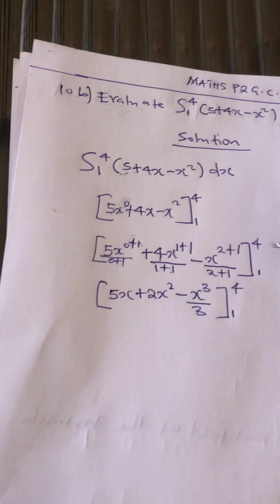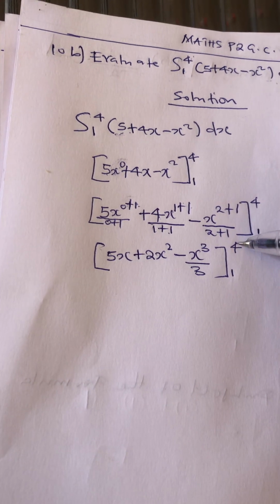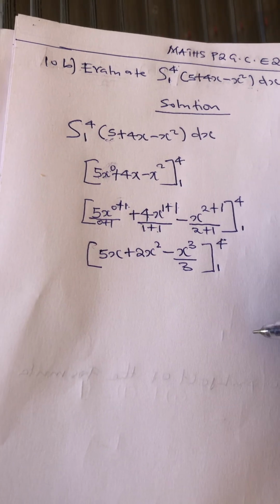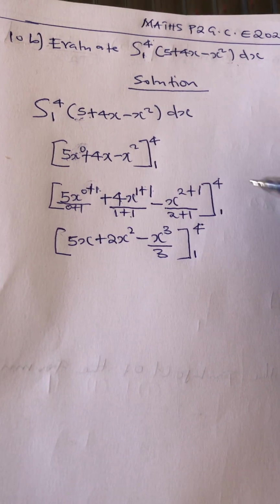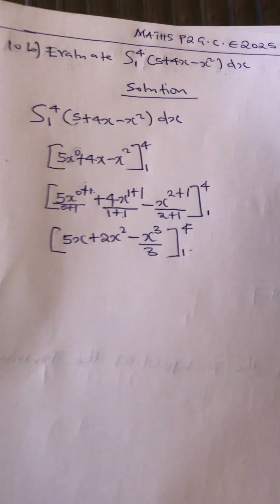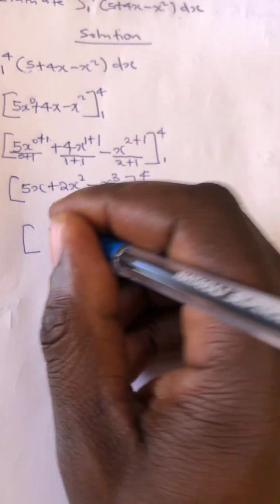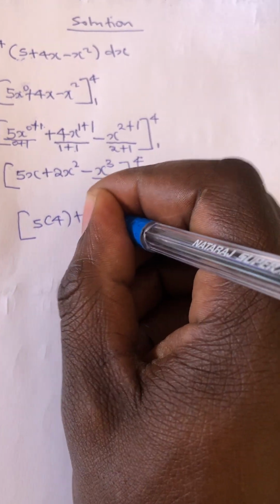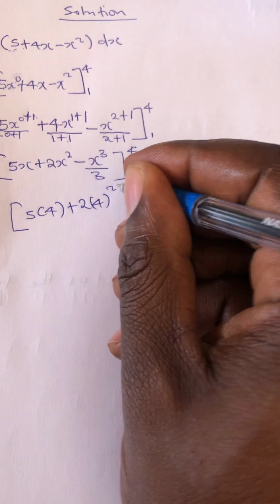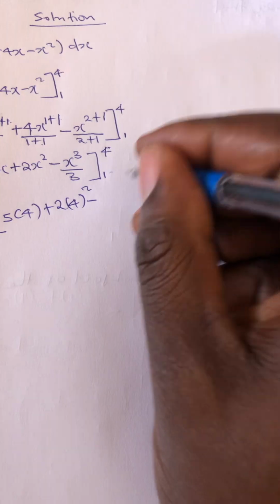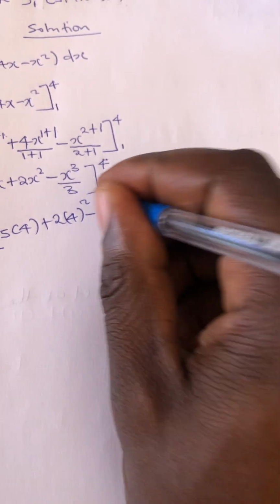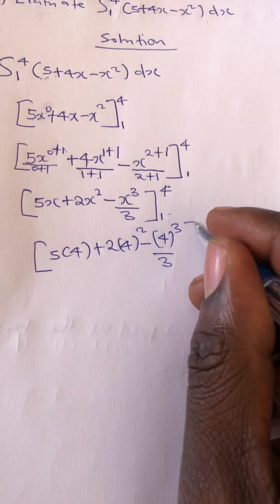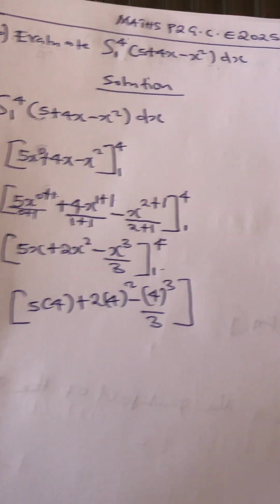So like I said, since we have now integrated, we're going to insert our limits. We start first with the upper limit, which is 4, then subtraction, then we set the lower limit. So we say 5 times 4, plus 2 times 4 to the power 2, minus 4 to the power 3 over 3, like this.